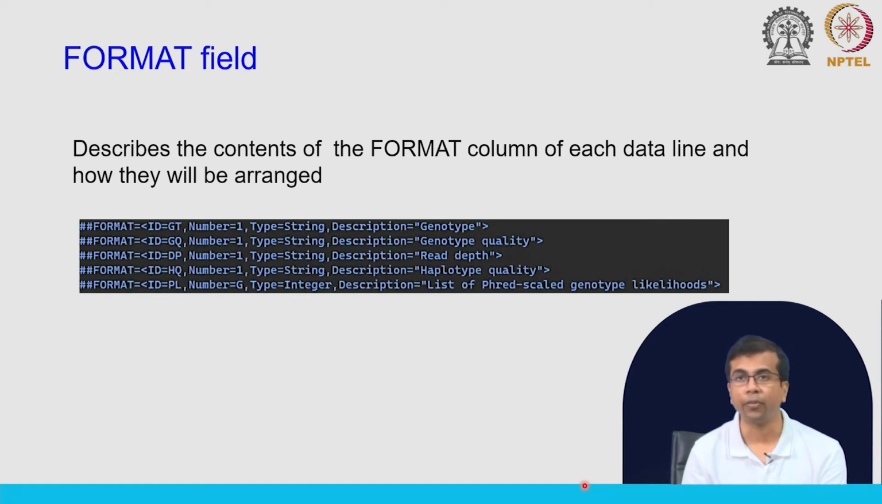Again, an example from a VCF file: it starts with double hash, you have format, ID equals GT, number equals 1, type equals string, description genotype. Again, we are following the same process. We have some ID that is given, then you have the number, whether we can expect a number or it can be a G, you can see. So, individual value for a genotype. Then type is integer, description list of phred scale genotype likelihoods.